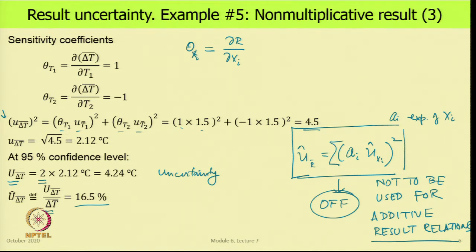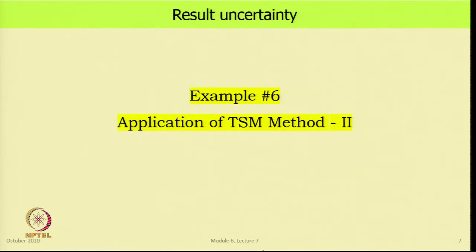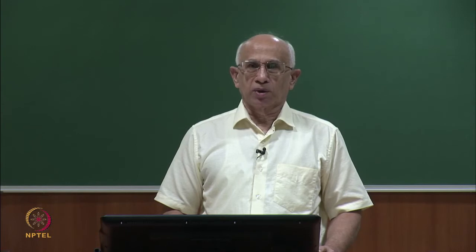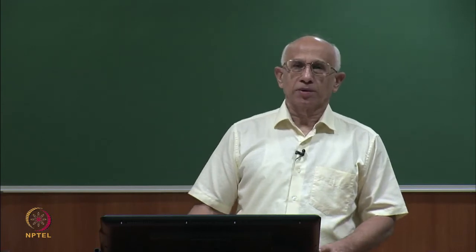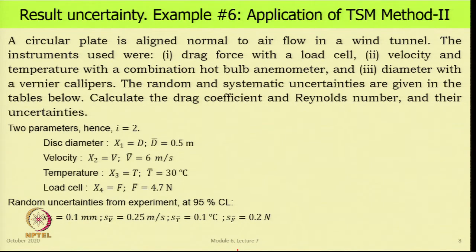So, that is the uniqueness of this problem, and difference between two values we come across very frequently in applications. We will now look at an example where we have to use the Taylor series method, the method number 2, which gives details about the breakups of elemental and random uncertainties. So, here is the problem statement.